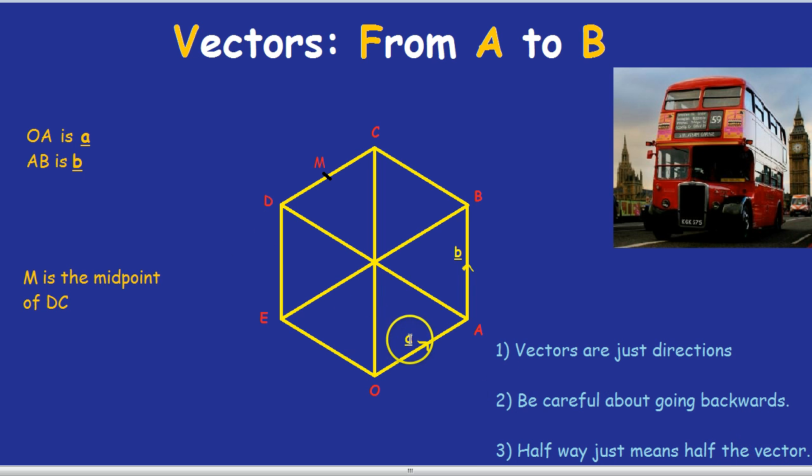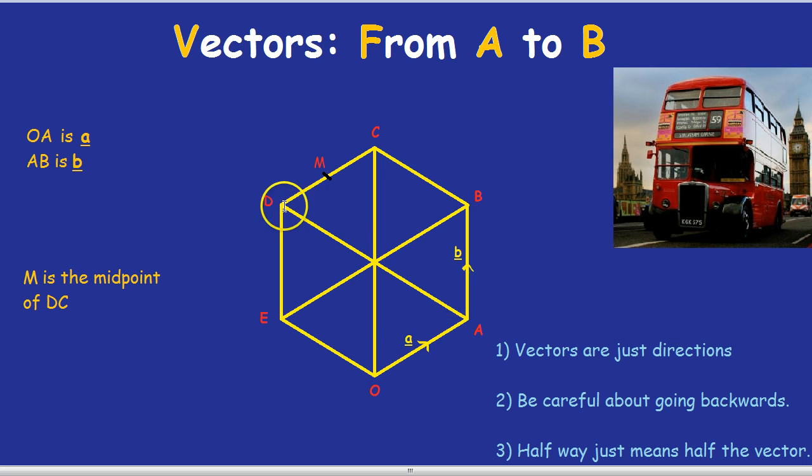First of all, what is a vector? Here they've said OA, which is the route between O and A on this hexagon, is a. Now often the vector will be in bold or underlined. I've done both just for effect. So OA is the vector a. So anything going in that direction for that same length we could also call a.